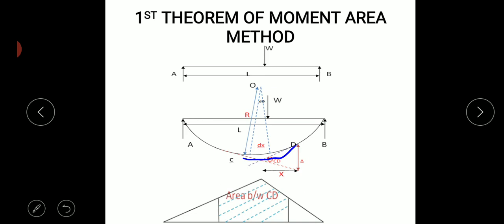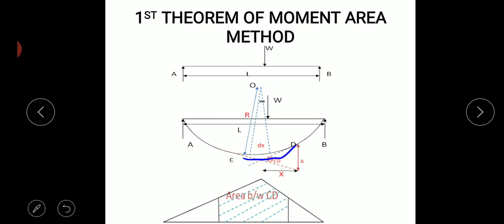I am considering a simply supported beam of span L. There are two supports you can observe here, A and B, which are simply supported in nature. It is subjected to a simple concentrated load of magnitude W. Let me repeat once again: a simply supported beam of span L, with two simple supports A and B, subjected to a point or concentrated load of magnitude W.